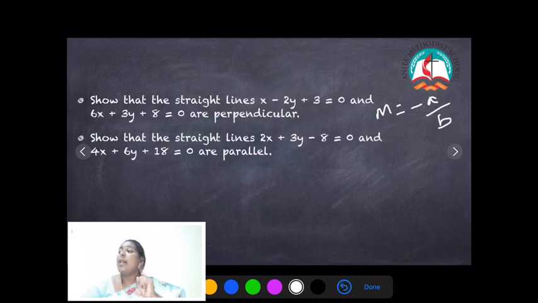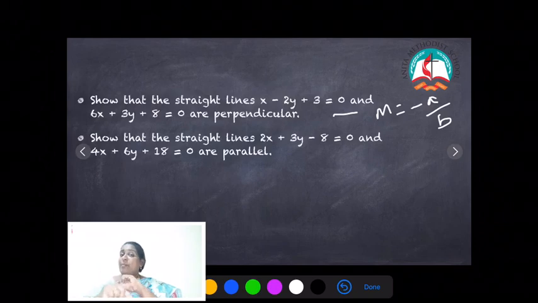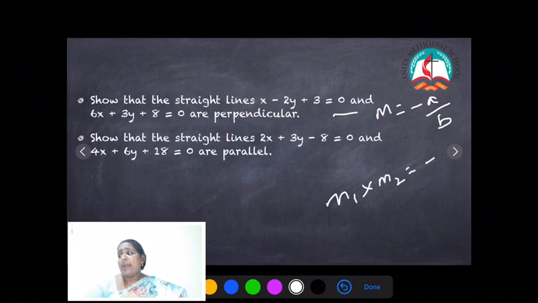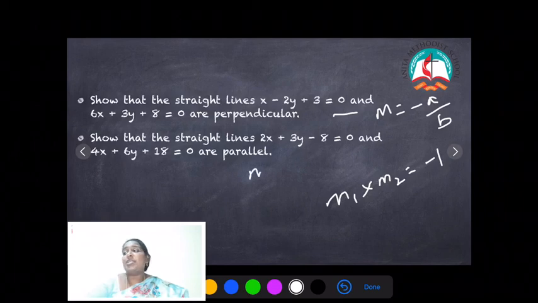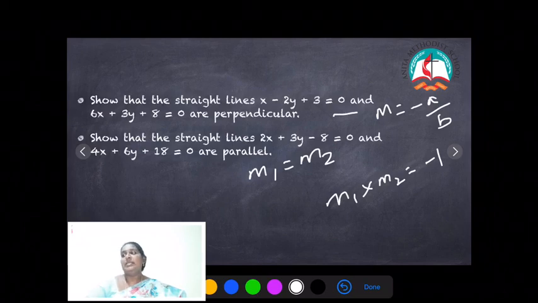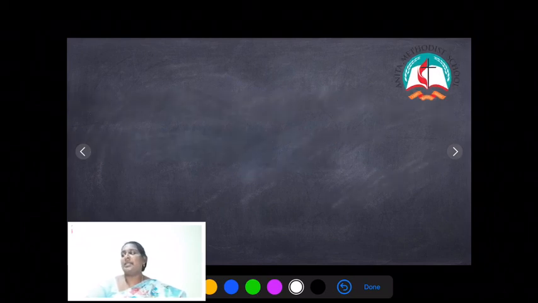Do you remember this? By using this formula, we found out the slope. So you will find out the slope of the first line and the slope of the second line. Then what condition will you use? M1 into M2 is equal to minus 1. When it is parallel, what condition will you use? M1 is equal to M2. Okay? Hope you all will do these sums. Apply these two sums, children.